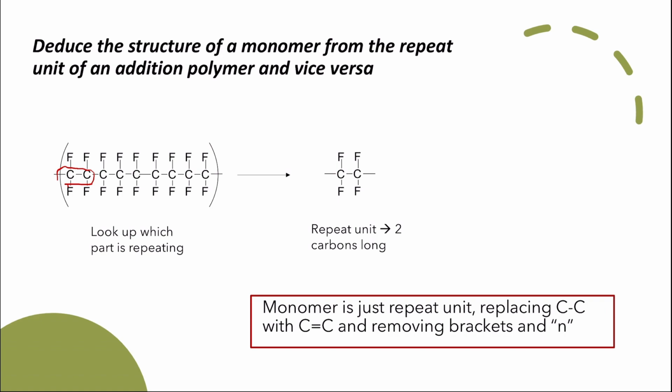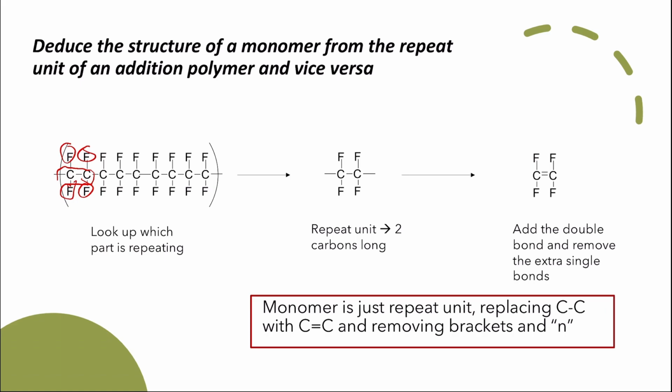And then you start putting the different substituents on the carbon. And then you only need to add the double bond, remove the extra single bonds, and then just add a double bond between the two carbon atoms. Then you now have the monomer, or the alkene, the monomer that formed that particular polymer.